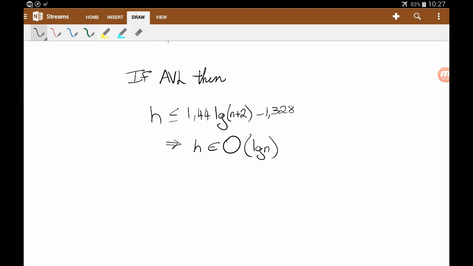So I made a claim earlier that if the tree satisfies the AVL property, then we're guaranteed that the height of the tree is going to be logarithmic. And we can actually prove an upper bound on the exact height of the tree. And so we'll look at this in a bit more detail later on. But for now, if you're happy to just accept that the height is an element of big O log n, later on in this video, we'll look at actually proving that.